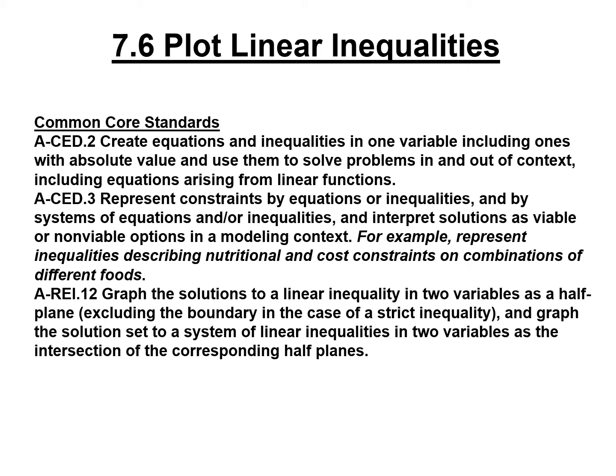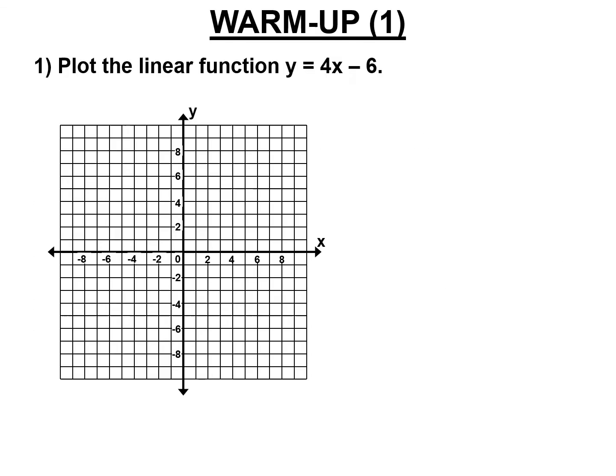All right, so welcome to 7.6, plotting linear inequalities. So we're going to remember how to plot a linear function first. Well, y equals 4x minus 6 is in y equals mx plus b form, slope-intercept form. So we can realize that the y-intercept is 0, negative 6.